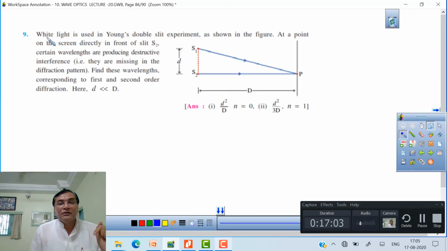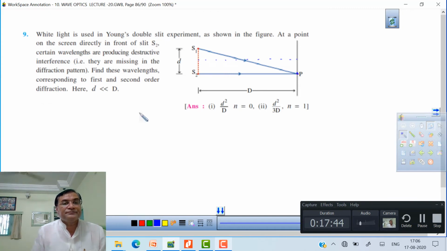Okay. White light is used in a Young double slit experiment as shown in the figure. At a point on the screen directly in front of slit S2. Generally we discussed the center point. Here the point is not the center but in front of S2. This is a very good problem. Again, certain wavelengths produce destructive interference, they are missing. Where destructive, this color is missing, and for constructive we can see it. Find the wavelengths corresponding to first and second order.